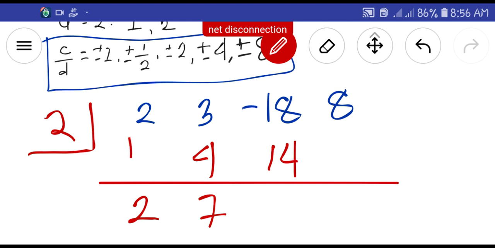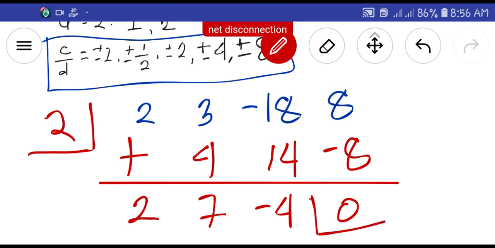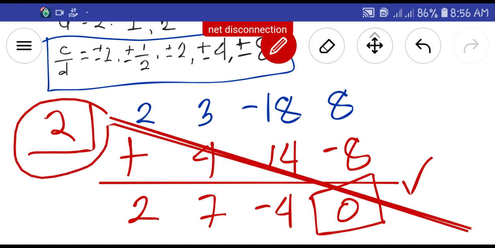And to add this thing, we have negative 4. And negative 4 times 2 is negative 8. So we have 0. So we already have remainder 0. So this will be your first root of the equation. Alright? So it means that these two could be one root of the equation to factor out our equation, which is the cubic one.